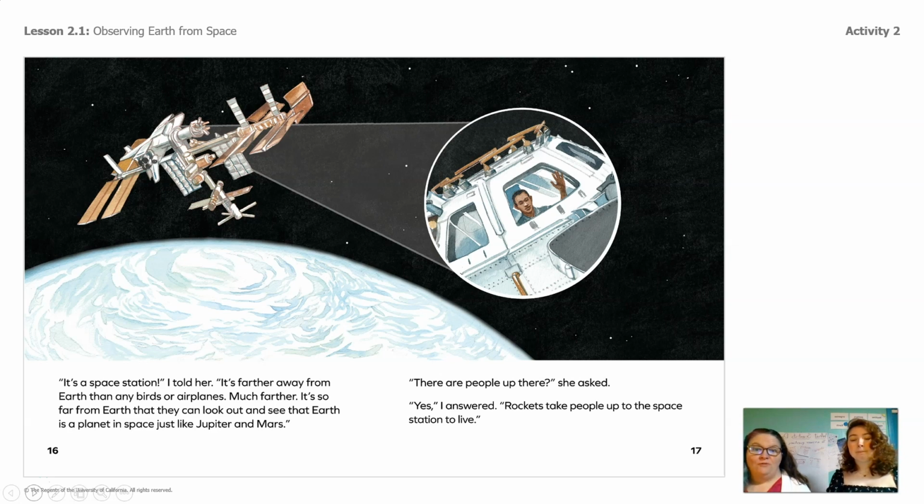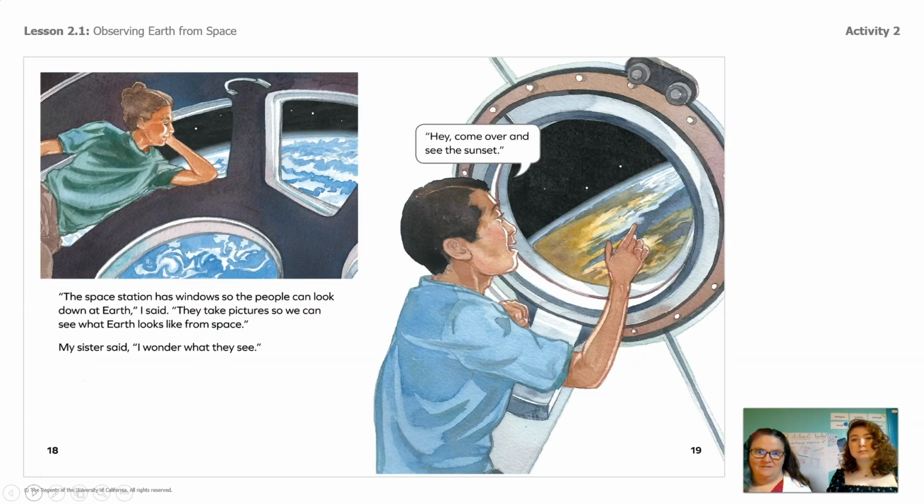It's so far from Earth that they can look out and see that Earth is a planet in space just like Jupiter and Mars. There are people up there? She asked. Yes, I answered. Rockets take people up to the space station to live. The space station has windows so the people can look down at Earth, I said. They take pictures so we can see what Earth looks like from space. My sister said, I wonder what they see. Hey, come over and see the sunset.